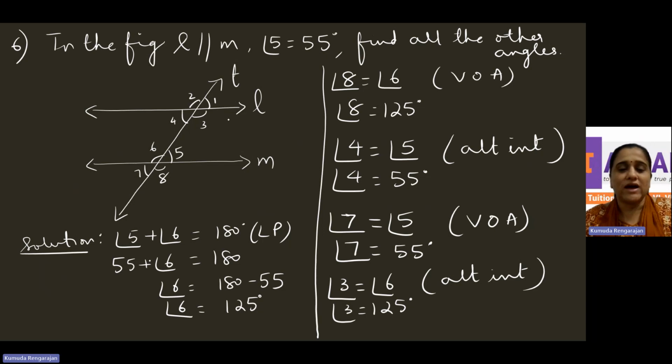See here. If one angle is given, okay, Avinash, one angle is given. Find one more angle using linear pair. Now, what is given? 5 is given, right? So you can do 5 plus 6 is 180, or you can do 5 plus 8 is 180. So you'll get one more angle. Okay, now what you should do, using these two angles, you can find all the other angles.